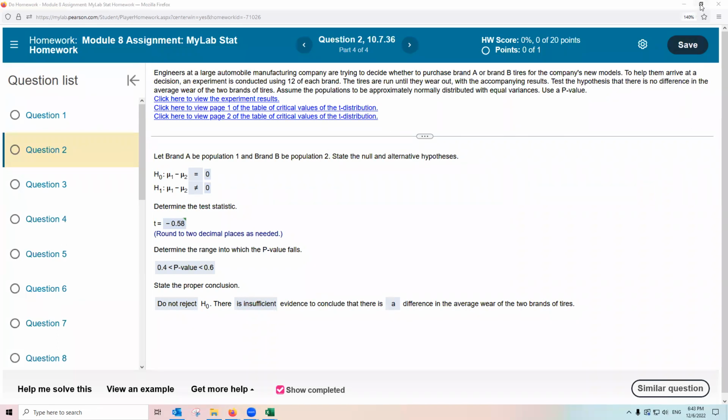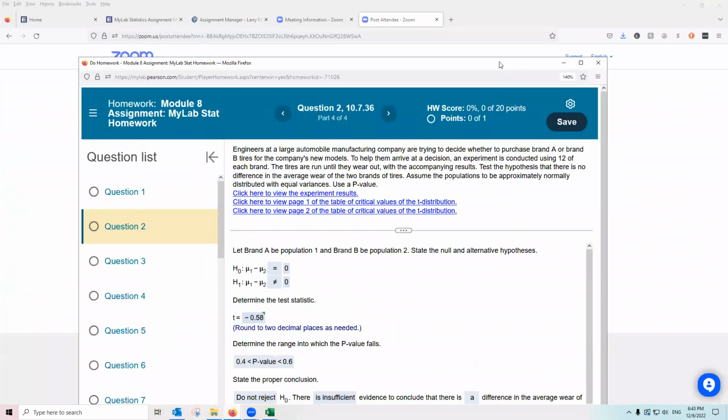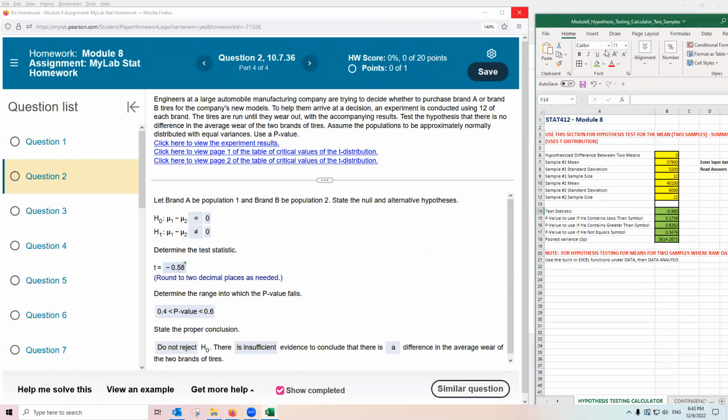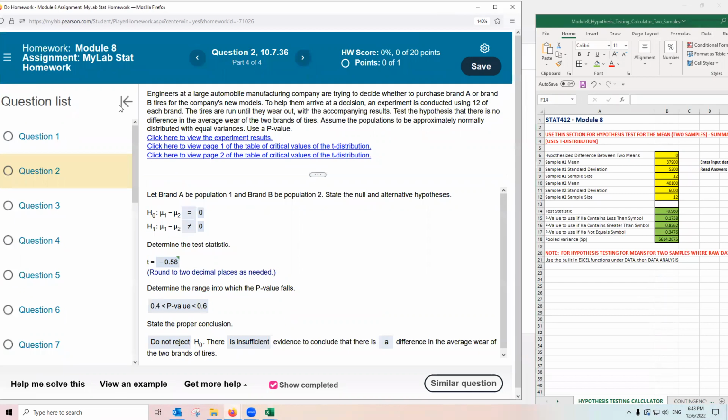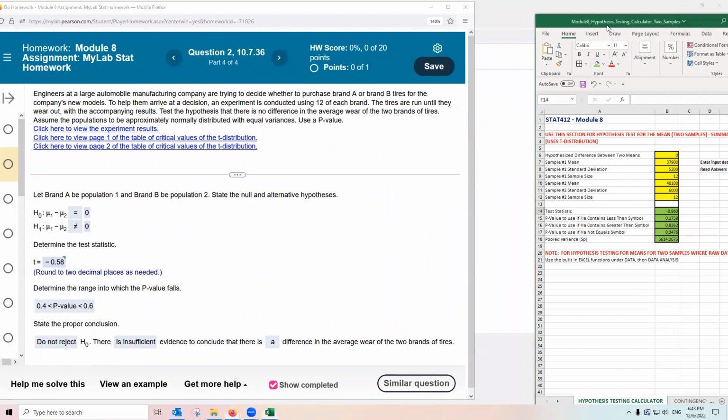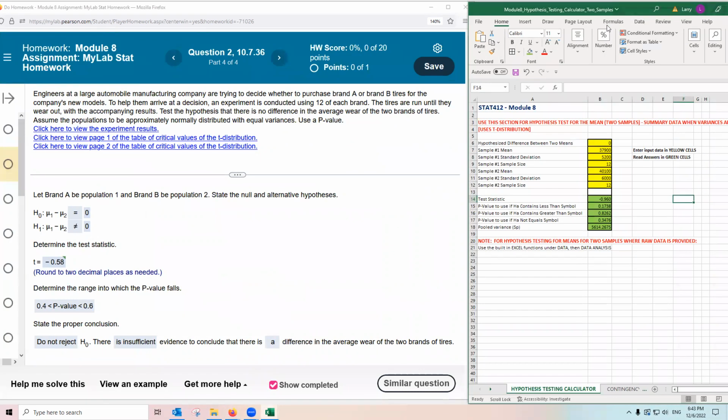Now, let me show you an Excel calculator that I put together, and I'll share this with you in course announcements. I wanted to just mention a few things here. So here is an Excel calculator for Module 8. There are two scenarios that you can come across when you're working in the homework. You might be given summary data, or you might be given raw data.